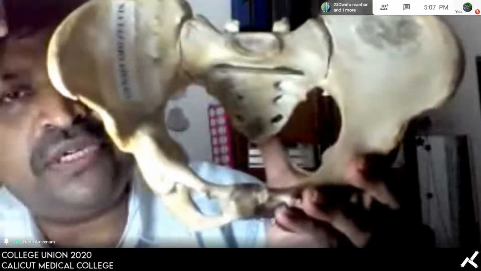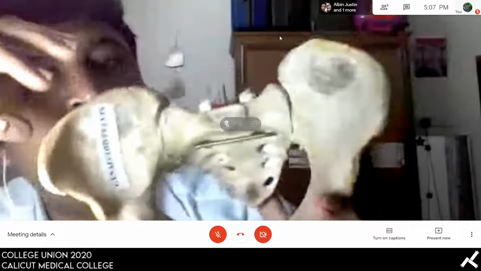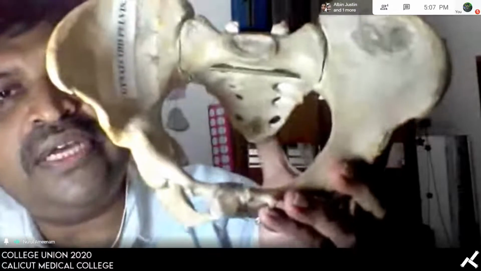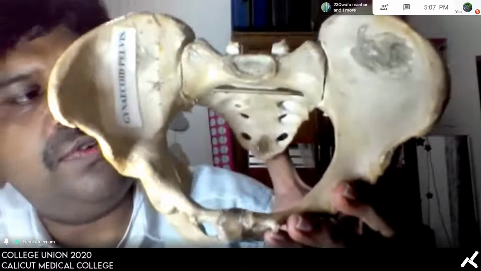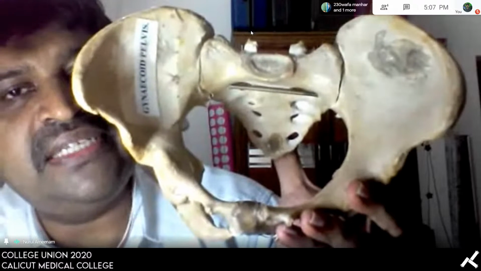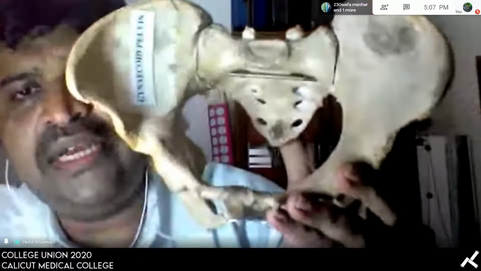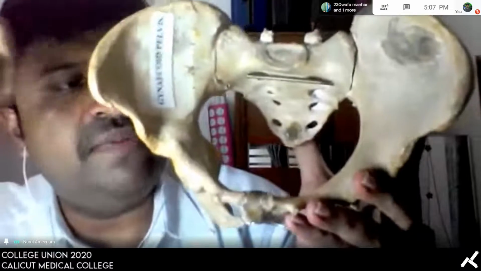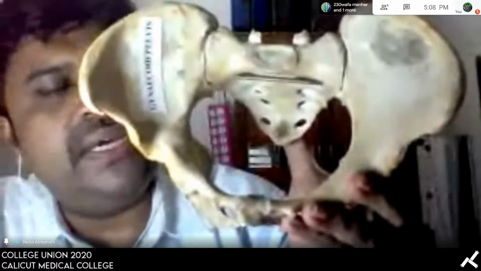And all these are with respect to the true pelvis, because that is what is obstetrically significant for us. So coming to the inlet. Inlet is also called the brim of the pelvis. You can hear people say that the head is at the brim. That means the head is near the inlet. So the inlet is an important plane of the pelvis. There is a plane of the inlet, also called the superior strait of the pelvis.